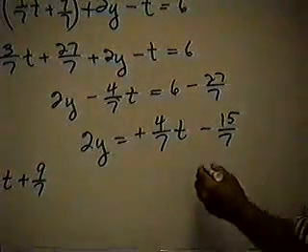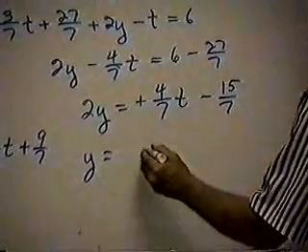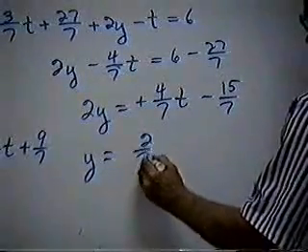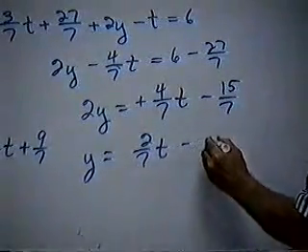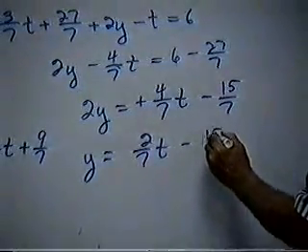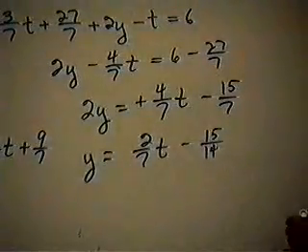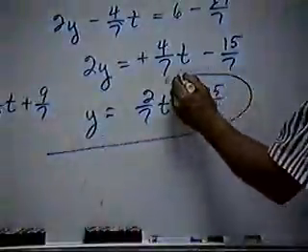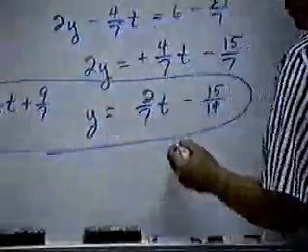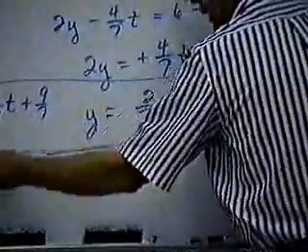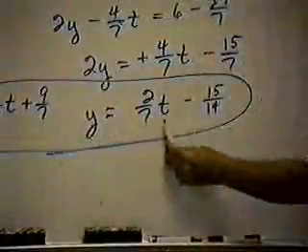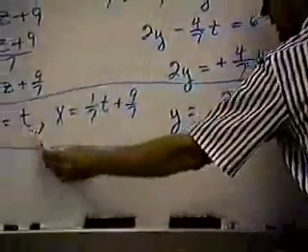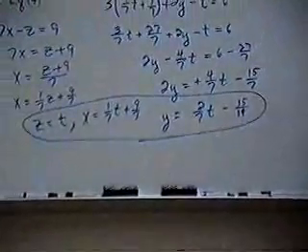All right. So now dividing by 2, we get 2/7 t minus 15/14. So now we have, for a solution, x is this, y is this, and z is that. And then you can make up values for t, and we'll get the same.